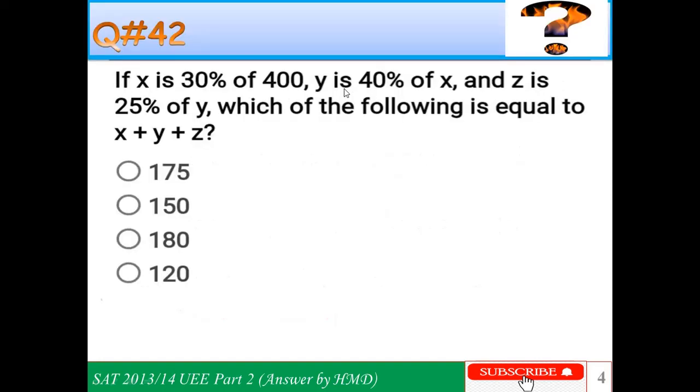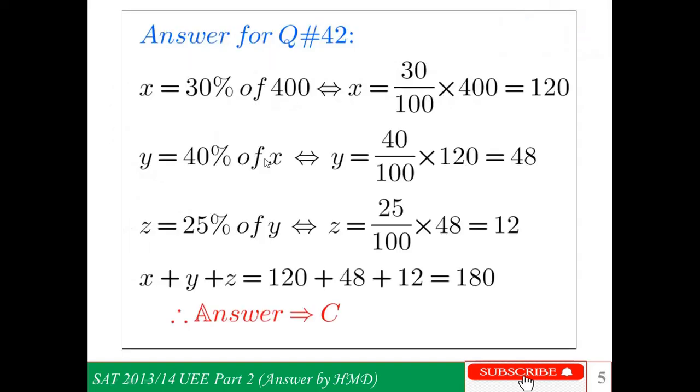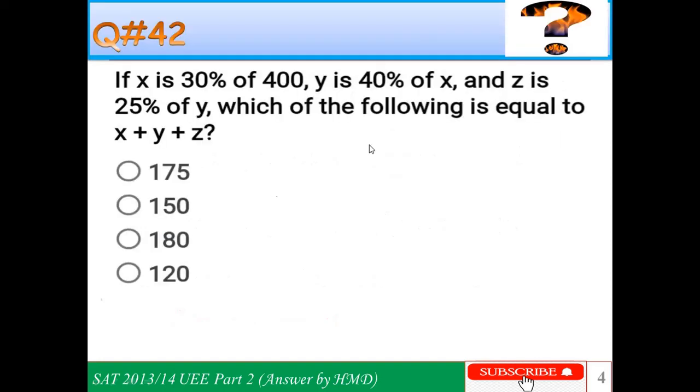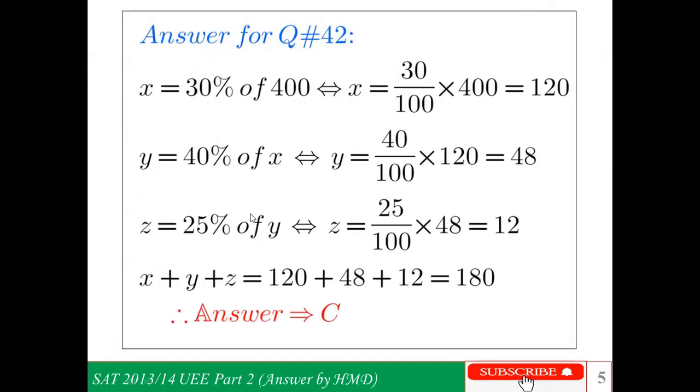So to find y, it is given that y is 40% of x, right? So y is equal to 40 over 100 times 120. This 120 is the value of x here. So it becomes 48. Z is 25% of y, right? So z is equal to 25 over 100 times 48. It's going to be 12.